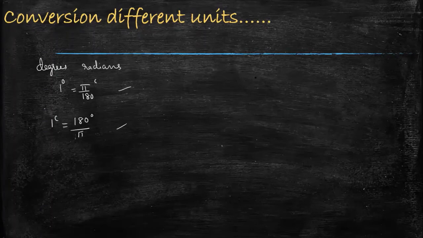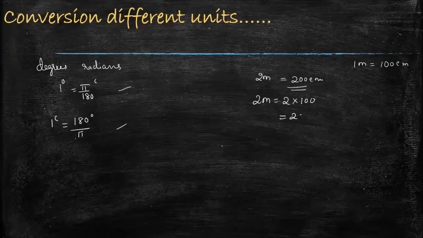Say you are asked to convert 2 meter into centimeter. How will you convert? How much will it be? It will be 200 centimeter, isn't it? How did you convert this? To convert 2 meter into centimeter, you should know this relation. 1 meter is equal to how many centimeter? 1 meter is 100 centimeter. So to convert 2 meter into centimeter, you just multiply 2 with 100 and you get 200 centimeter.